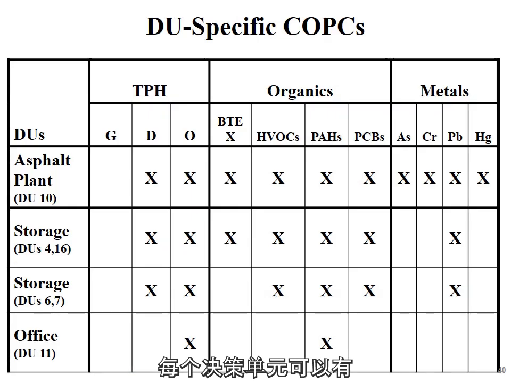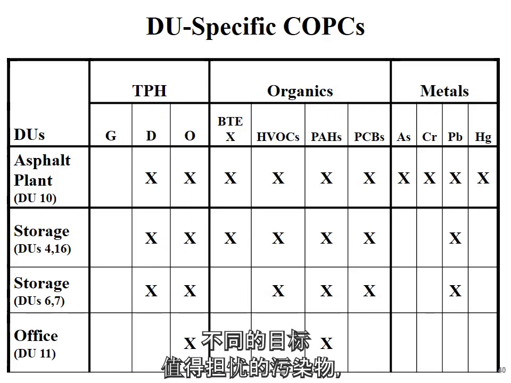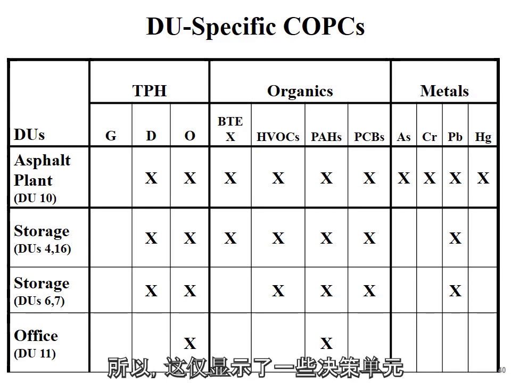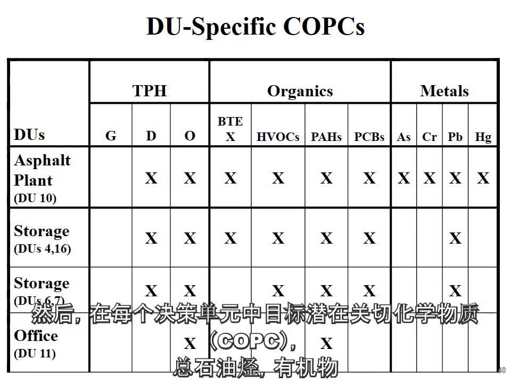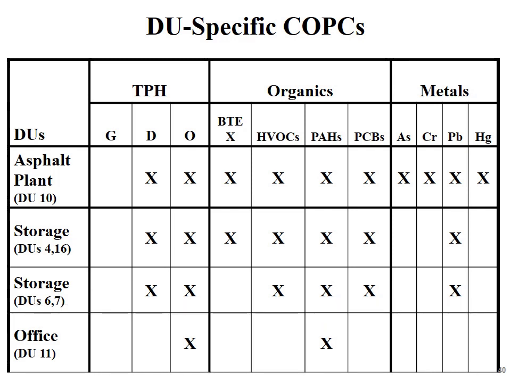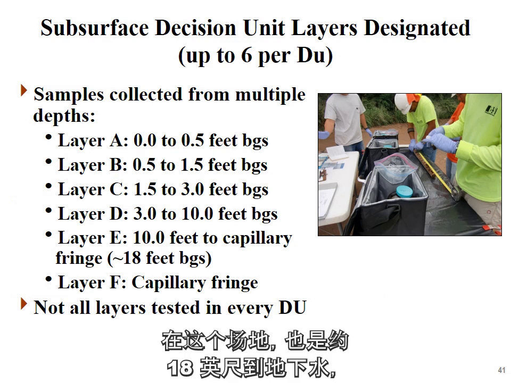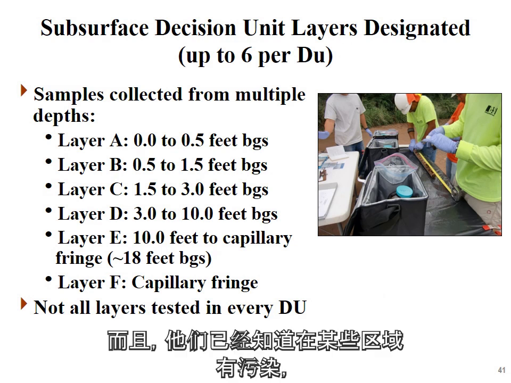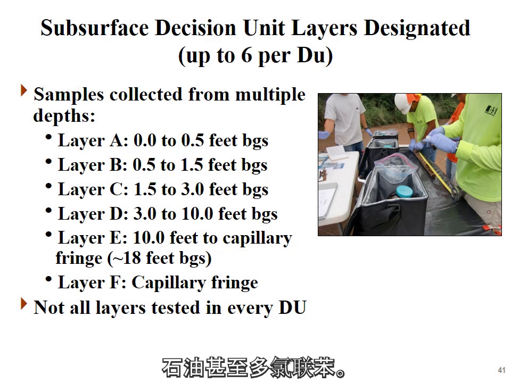Each one of the decision units could have different targeted contaminants of concern depending on the use of the site. So this just shows some of the DUs and then their targeted COPCs, TPH, organics, and metals for each one of the DUs. At this site too is about 18 feet to groundwater, and they already knew they had some contamination, petroleum, and even PCBs in some areas.